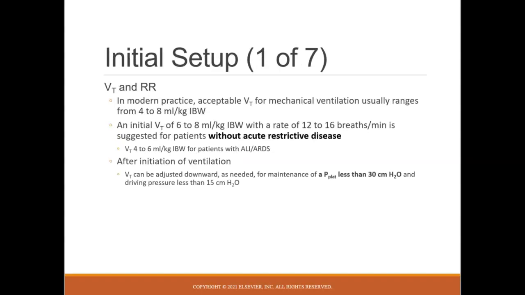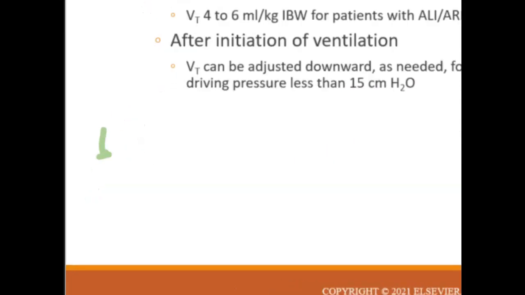All right. So now the exciting stuff. Initial setup. You're going to be picking a tidal volume and you're going to be picking a respiratory rate. So how do you pick these things? The tidal volume should fit between the ranges of 4 to 8 milliliters per kilogram ideal body weight. So we did the calculation for ideal body weight previously.